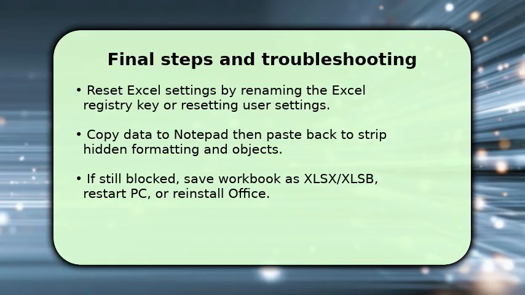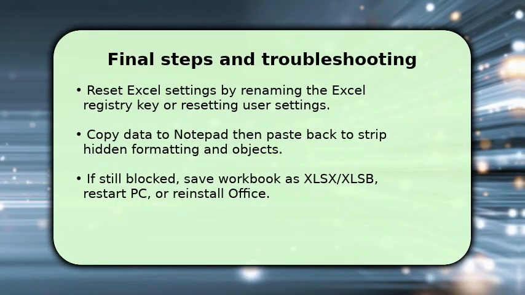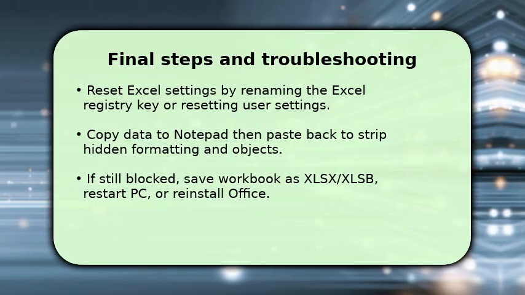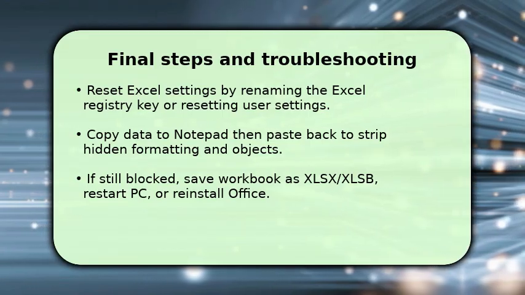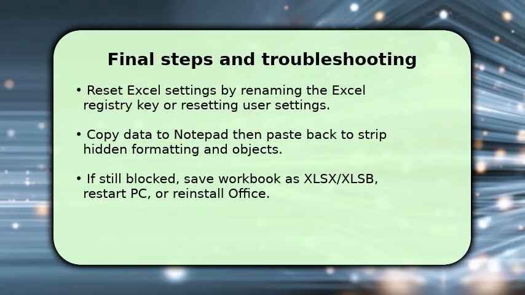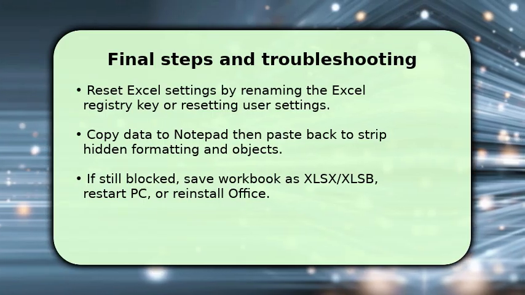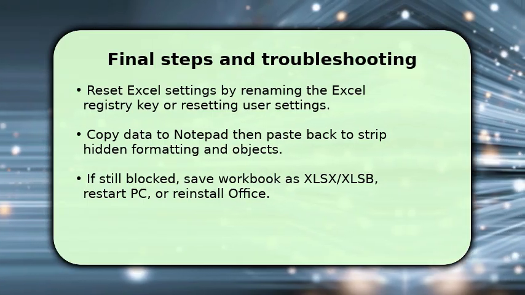Renaming the Excel registry key or resetting Office preferences restores defaults and often removes stubborn blocks. Another quick workaround is to paste your data into Notepad first to strip hidden formatting, then copy from Notepad back into Excel so only plain data is pasted.